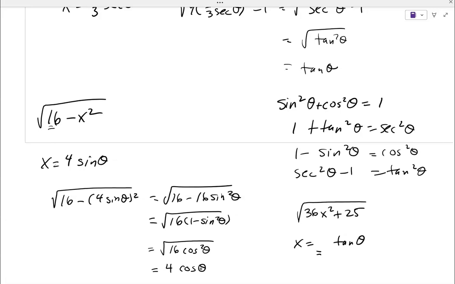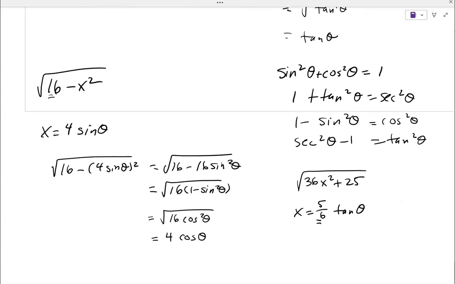I need the 5 so that when I square it, I get 25. I need the 6 so that when I square it, it cancels out the 36. So I've got to not only put the 5 in so that we can factor out the 25, I also got to put that 6 in the denominator so I get that 36 off of there. Does that make sense?